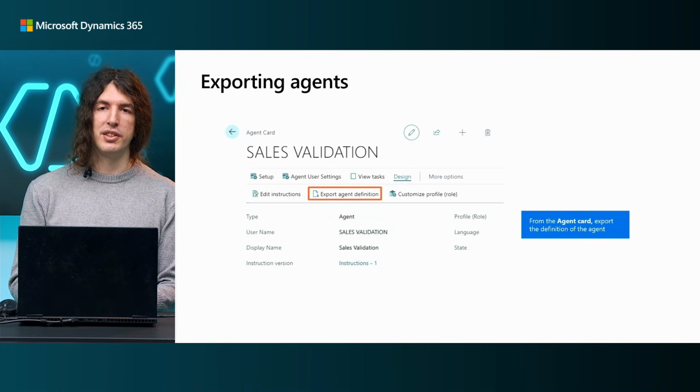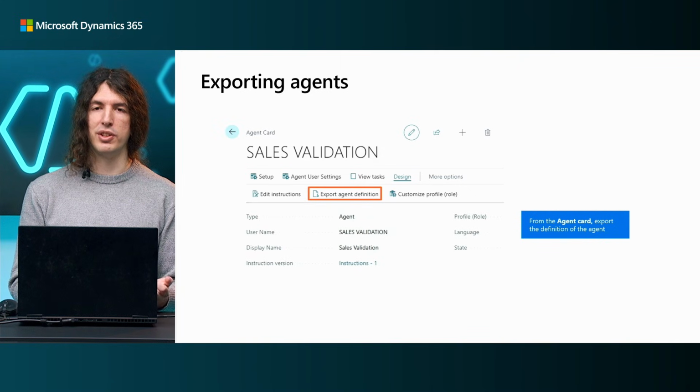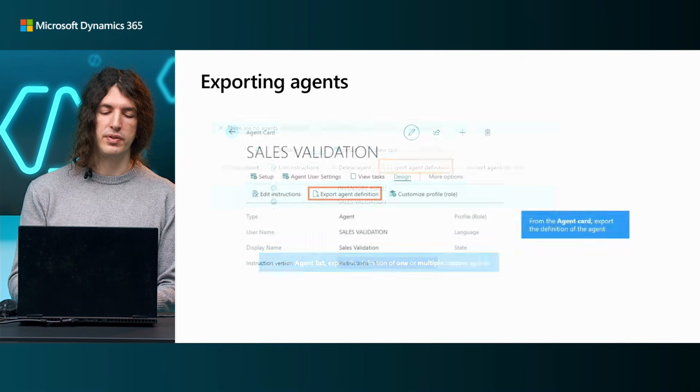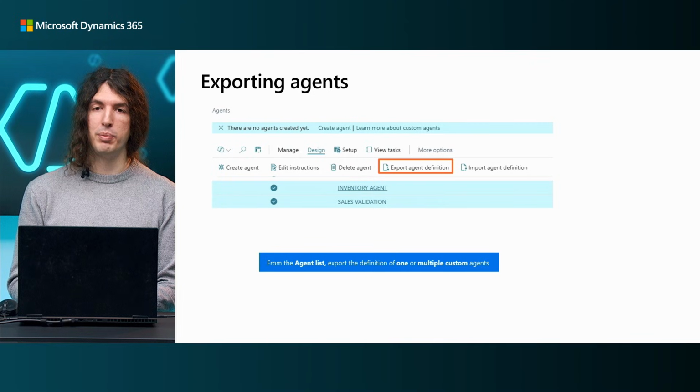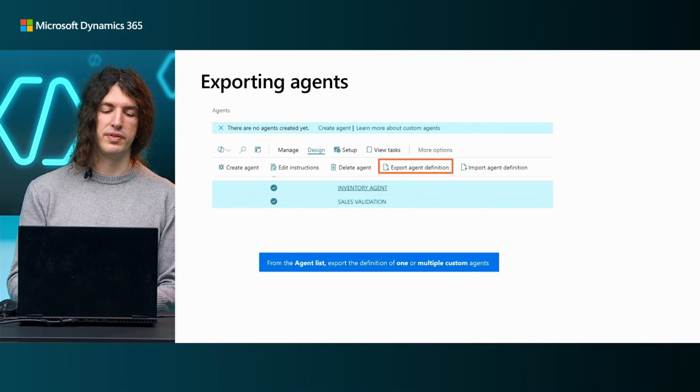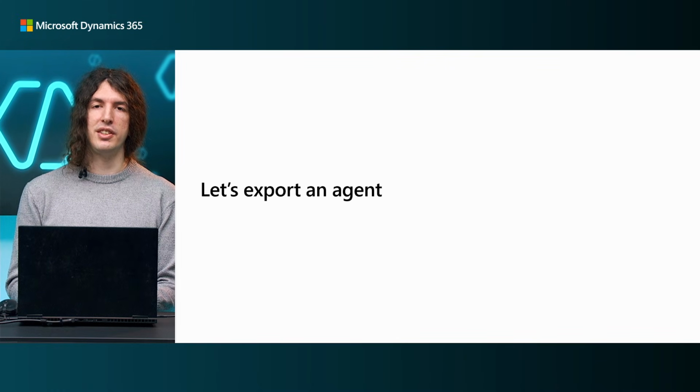To export an agent, you can do this either via the agent card through the export agent definition action, or you can even export multiple agents via the agent list. Let's look at it in the product to see how it looks.